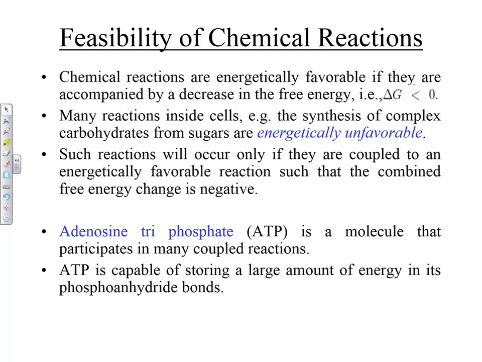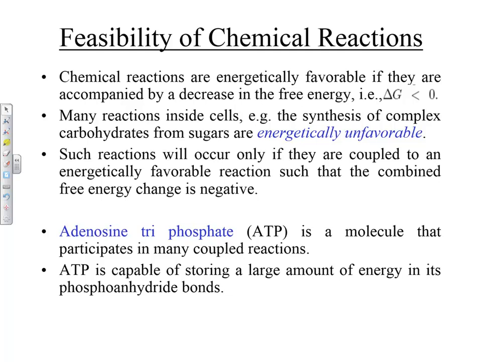So next we move on to a discussion of the feasibility of chemical reactions. Chemical reactions are energetically favorable if they are accompanied by a decrease in the free energy. That's the second law of thermodynamics. That is, delta G, the change in free energy, is negative.